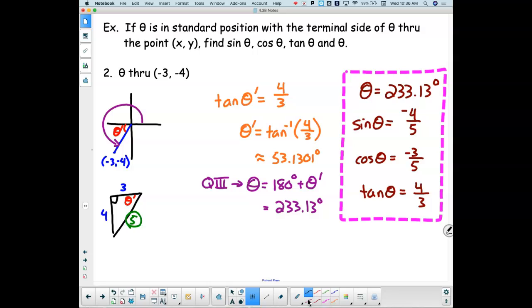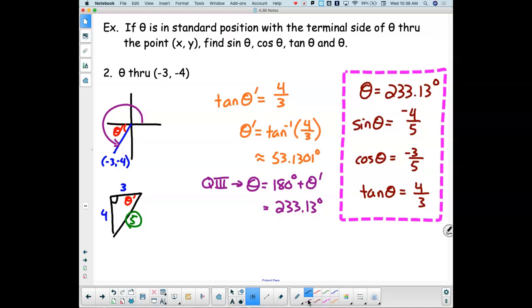Tangent is positive in quadrants 1 and 3, negative in 2 and 4. Because if you think about it, what's tangent? Tangent is sine divided by cosine, right? Sine divided by cosine, right? So a negative divided by a negative is a positive.